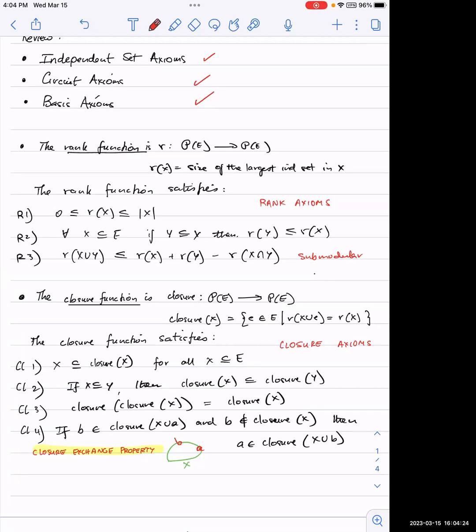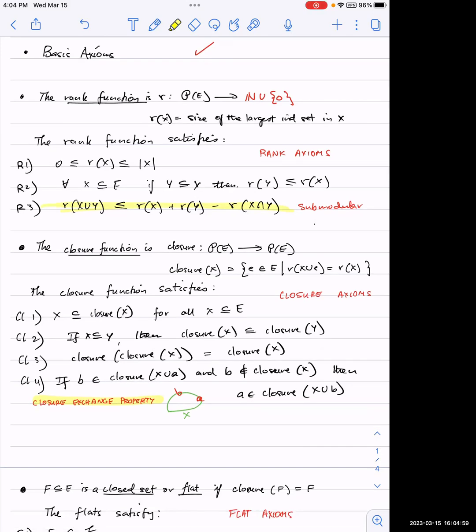The rank function is just a function from the power set of E to the natural numbers and 0, such that the rank of X is the size of the largest independent set in X. And the rank function satisfies these three axioms that we're calling the rank axioms. And in particular, any function that satisfies the third one is called submodular.